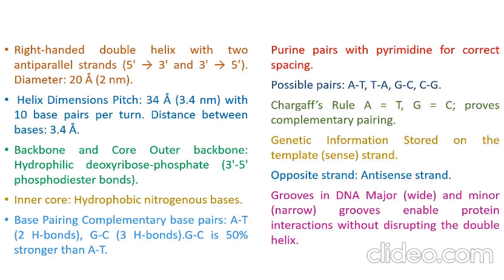The genetic information resides on one of the two strands, known as the template strand or sense strand. The opposite strand is the anti-sense strand. The double helix has a wide major groove and a narrow minor groove along the phosphodiester backbone. Proteins interact with the DNA at these grooves without disrupting the base pairs and the double helix.